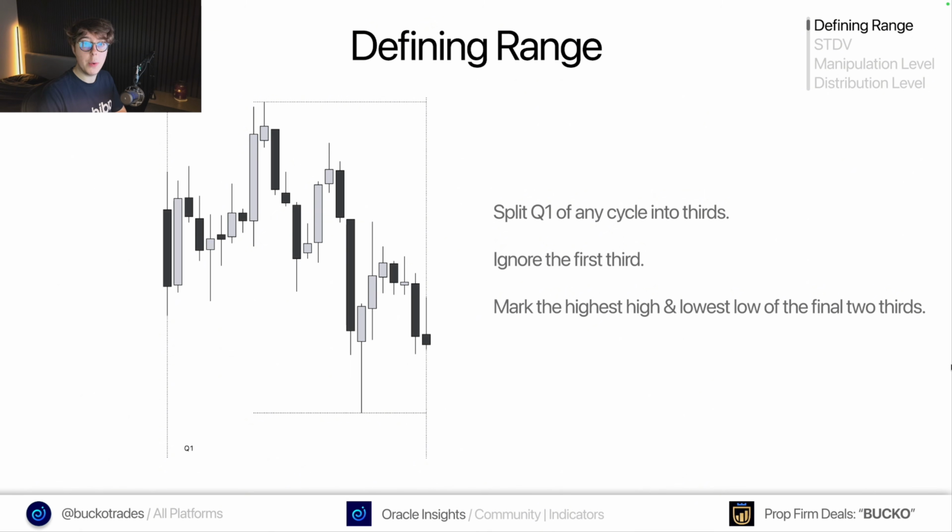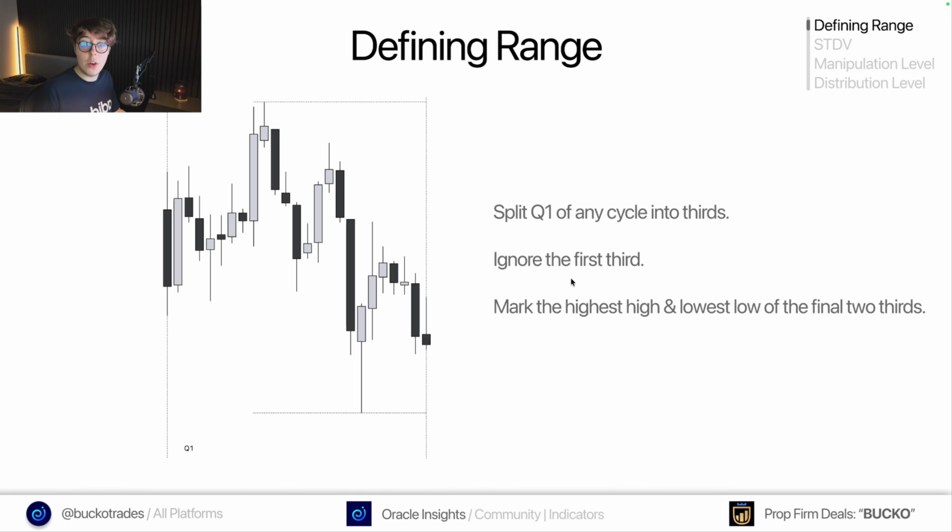We've got a small little slideshow here, and then we'll go into the charts for some examples, okay? So defining range, DFR. What is it? How does it work, right? So the defining range, all you have to do is essentially split Q1 of any cycle into thirds, okay? So you can be trading any cycle, the weekly cycle, the daily cycle, the 90-minute cycle, the micro, monthly, any cycle, okay? And then what you're doing is you're looking at Q1 only of that cycle. And then, as you can see here, what we do is we ignore the first third of Q1. So we essentially divide Q1 into 3, okay?